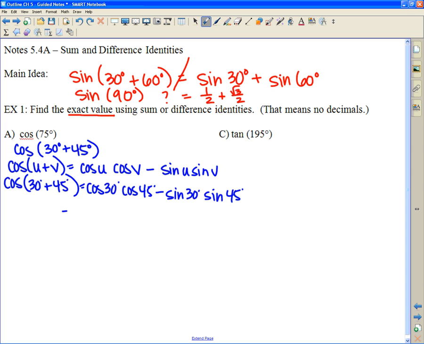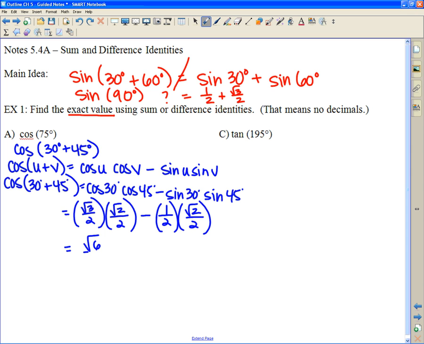Luckily, you've memorized these. The cosine of 30, the x value of 30, is root 3 divided by 2. The cosine of 45 is positive root 2 divided by 2. Subtraction sign. Sine of 30 is 1/2, and the sine of 45 is root 2 divided by 2. Order of operations. We need to multiply before we subtract. So root 3 times root 2, you are allowed to multiply radicals. It's root 6 over 4. Multiply the denominators and the numerators. Minus 1 times root 2, which is root 2 over 4.